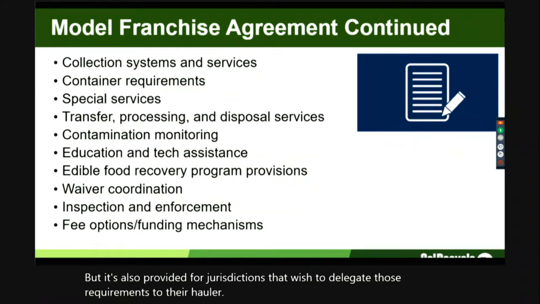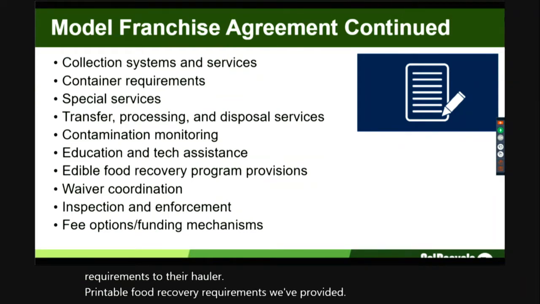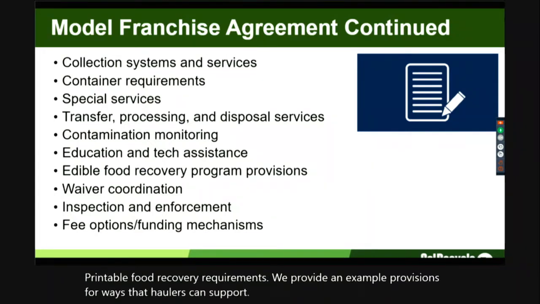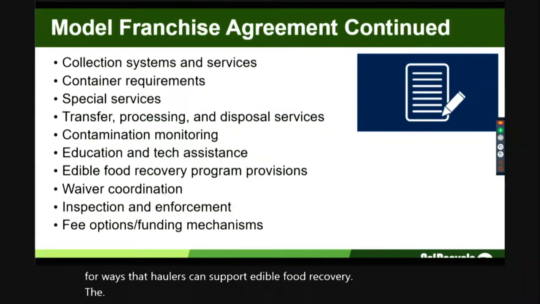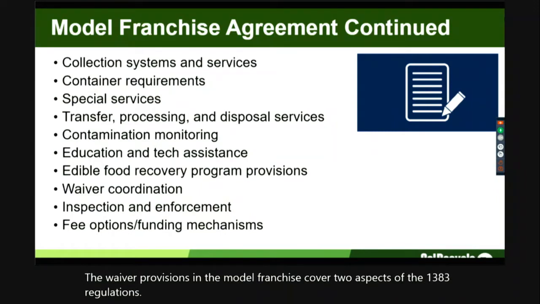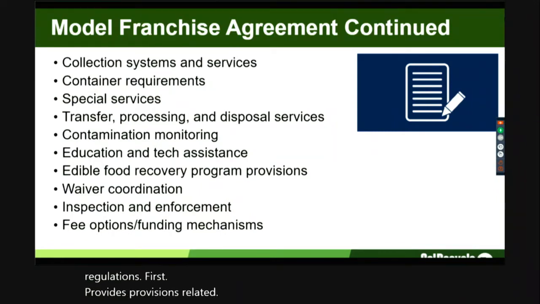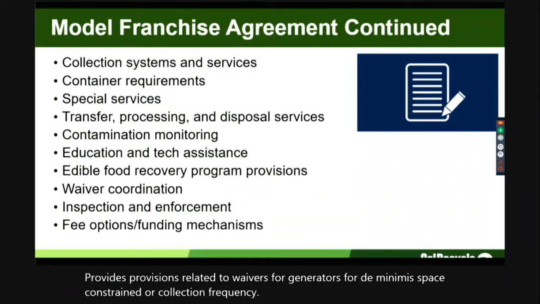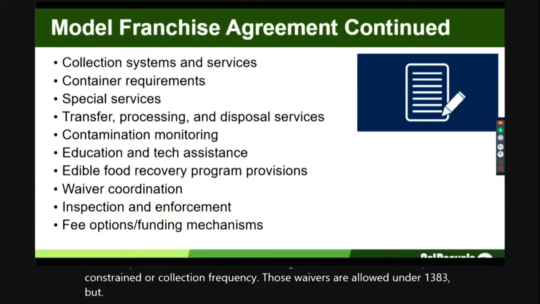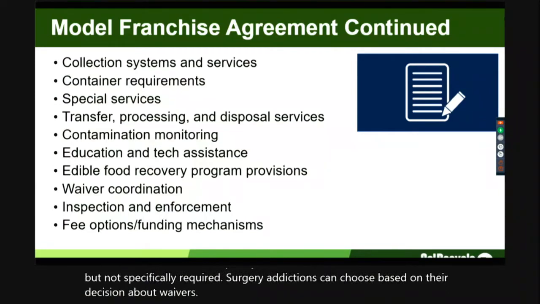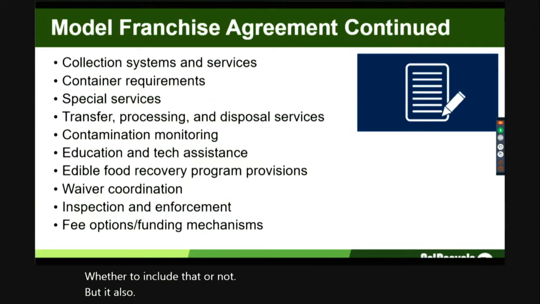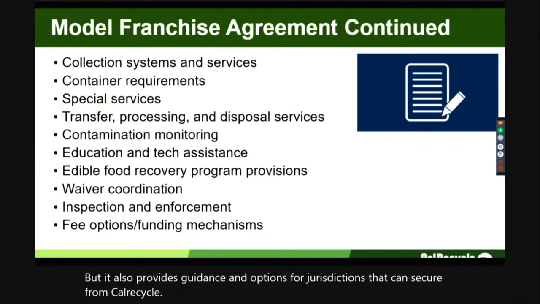For edible food recovery requirements, we've provided example provisions for ways that haulers can support edible food recovery. The waiver provisions in the model franchise cover two aspects of the 1383 regulations. First, it provides provisions related to waivers for generators for de minimis, space-constrained, or collection frequency. Those waivers are allowed under 1383, but not specifically required, so jurisdictions can choose, based on their decision about waivers, whether to include that or not. But it also provides guidance and options for jurisdictions that can secure from CalRecycle low population, high elevation, or rural jurisdiction waivers.